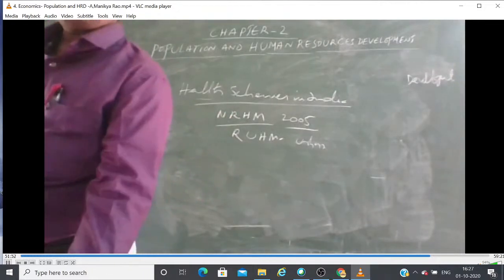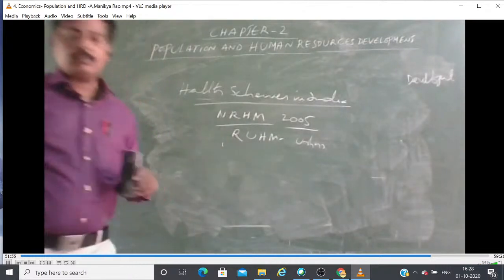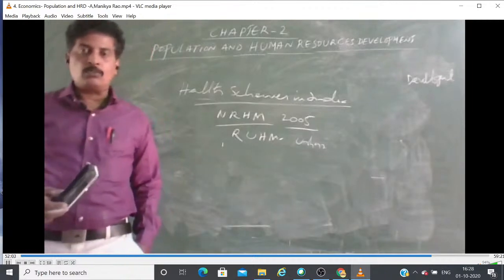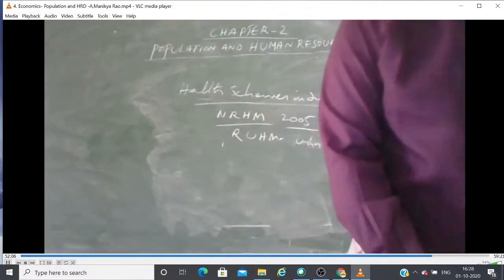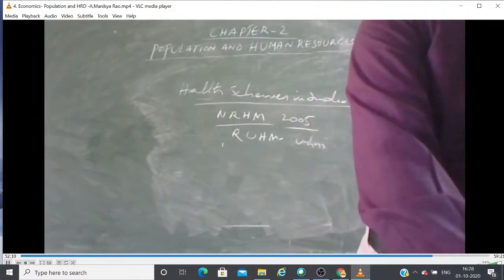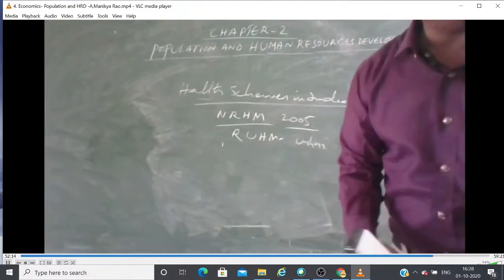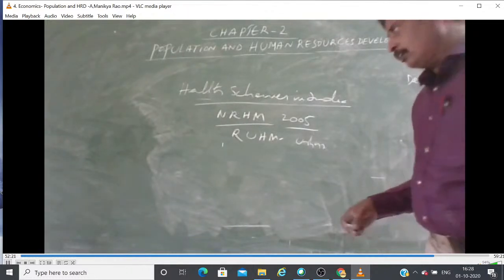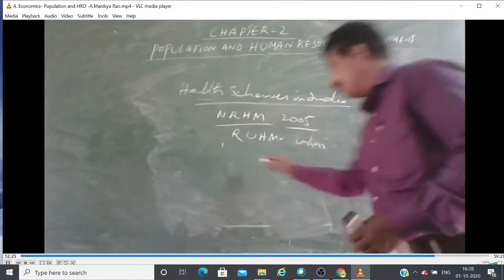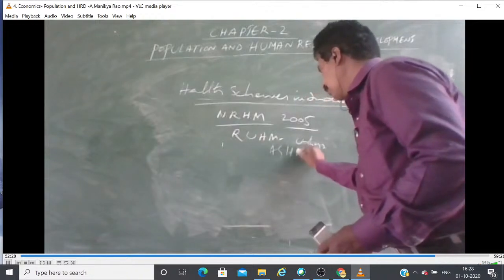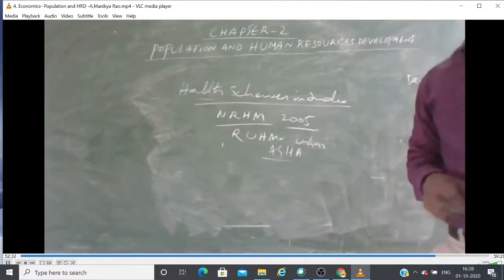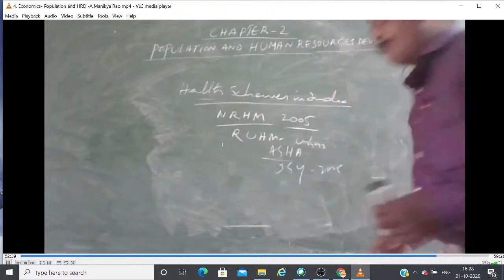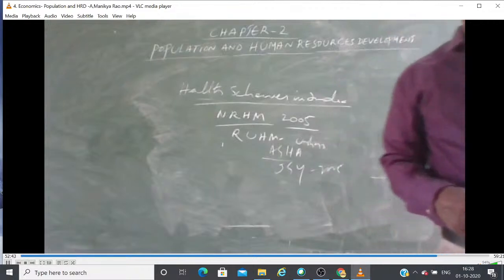If we see the different schemes, the first one is Accredited Social Health Activists. ASHA workers are there nowadays in every village. And Janani Suraksha Yojana, JSY, in 2005, to bring down MMR, maternal mortality rate.